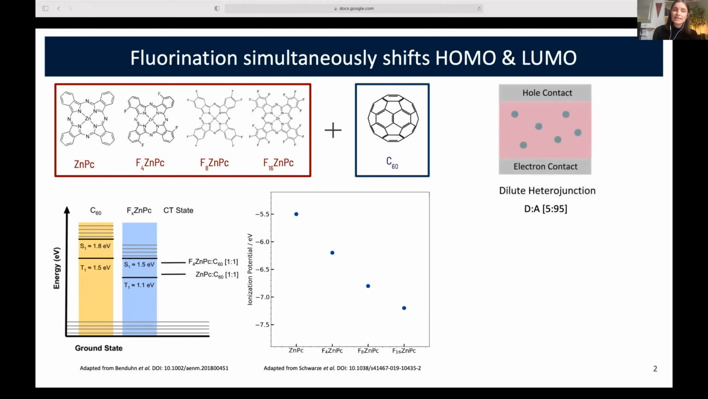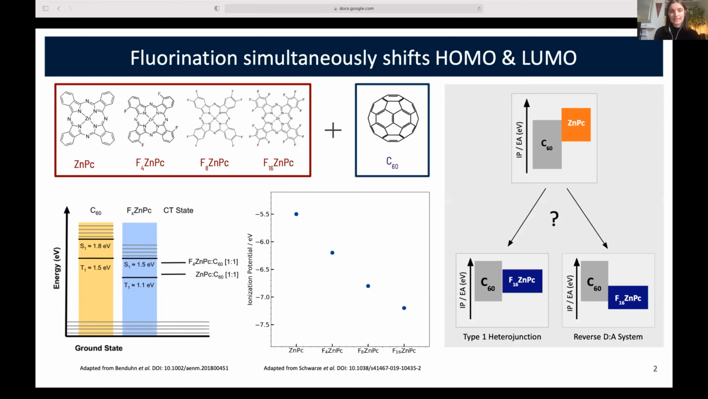The fluorinated ZnPc molecules have attracted quite a lot of interest in literature, and it has been shown that fluorination shifts the HOMO and LUMO simultaneously away from the vacuum level. This keeps the singlet energy approximately constant, but allows us to tune the energy of the CT state at the donor-acceptor interface. And this has been demonstrated, for example, for one-to-one blends in the work of Bendoun et al. The 4F ZnPc C60 system has already been shown to be a low offset system, so we were quite interested to see what would happen if we fluorinated the molecules even further.